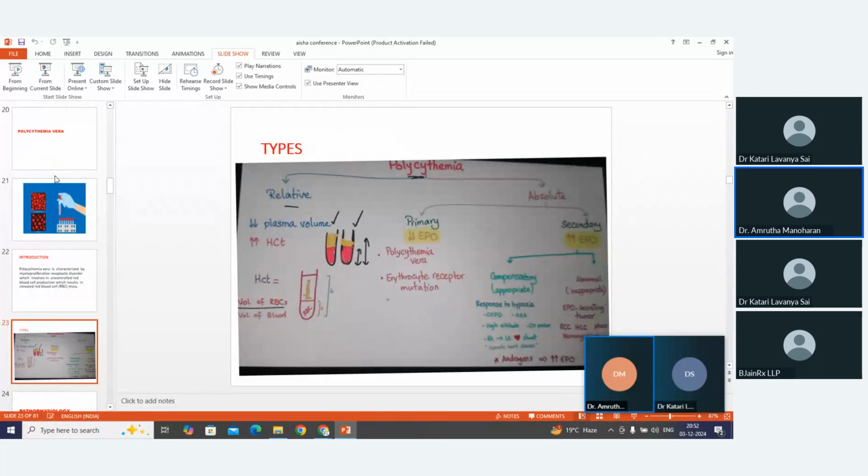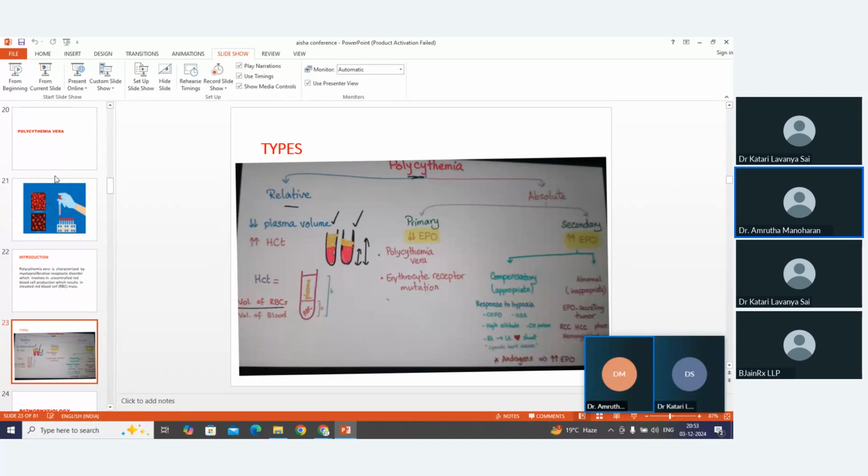Next slide, please. There are mainly two types of polycythemia. The first is relative polycythemia and the next is absolute polycythemia. In relative polycythemia, the plasma volume decreases. There will be a decreased plasma volume and an increased number of RBC and other components. Next is absolute polycythemia, which is of two types, primary and secondary.